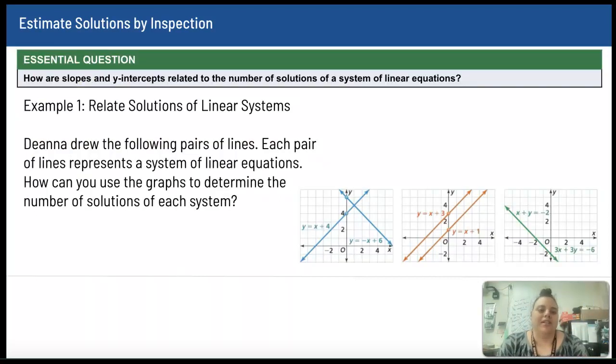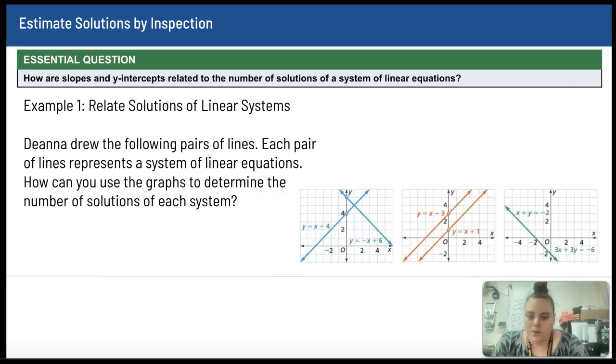Our essential question is, how are slopes and y-intercepts related to the number of solutions of a system of linear equations? So we're going to be looking at the slope and the y-intercept of each of our lines. Deanna drew the following pairs of lines. Each pair of lines represents a system of linear equations. How can you use the graphs to determine the number of solutions of each system?